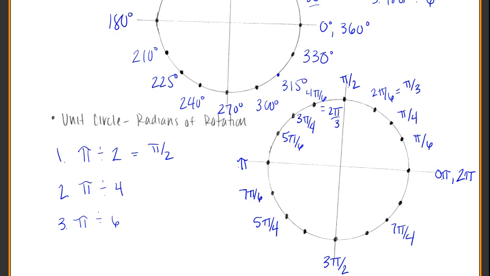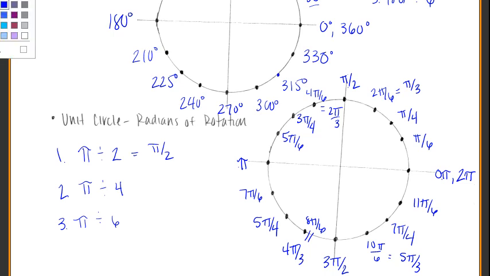7 pi over 6, 8 pi over 6, which goes to 4 pi over 3. 9 pi over 6, which reduces to there. 10 pi over 6, which is 5 pi over 3. 11 pi over 6, and then 12 pi over 6, which is right there. Okay? So of the pi over 6, let's highlight them.